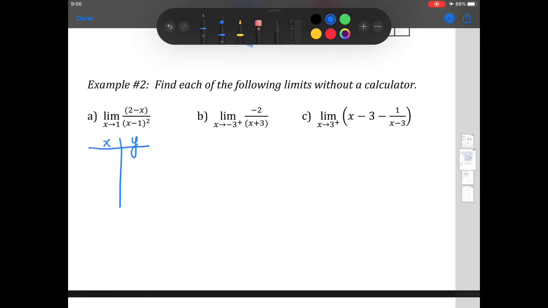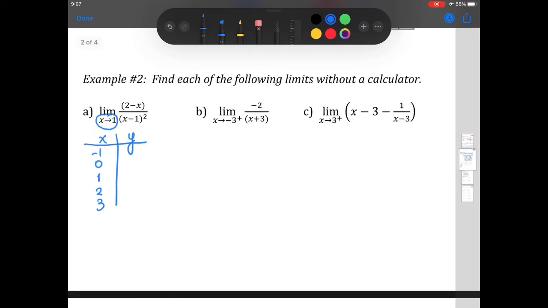So I am going to set up a table. And what values do we pick? Since this is very important, what x value is it approaching? Since it's approaching 1, I'm going to take two numbers lower than 1, which would be 0 and -1, and two numbers larger than 1. Two numbers to the right of 1, I meant. So that's what it is.